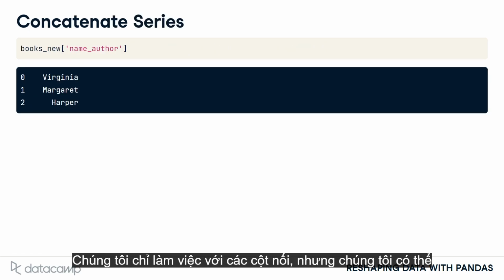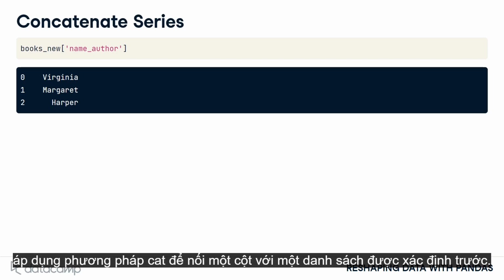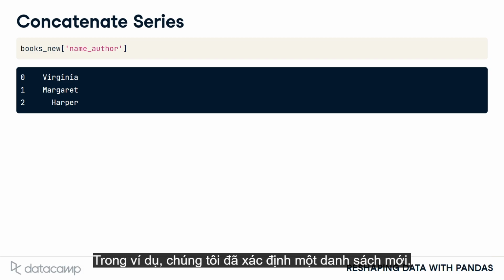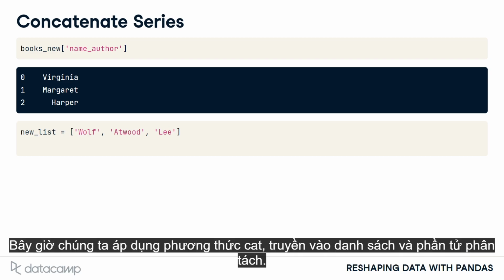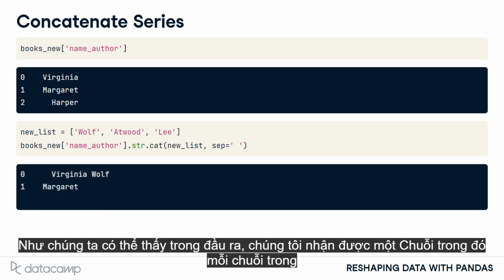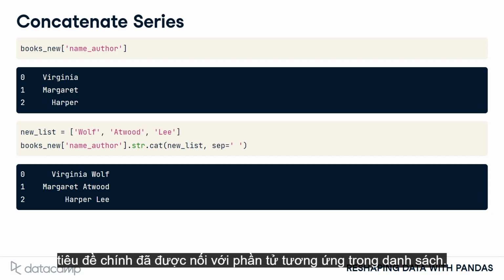We have only worked with concatenating columns, but we can apply the cat method to concatenate a column with a predefined list. In the example, we define a new list. It contains 3 elements, one for each row of our data frame. We now apply the cat method, passing in the list and the separator element. As we can see in the output, we obtain a series where each string in the main title has been concatenated with the corresponding element in the list.